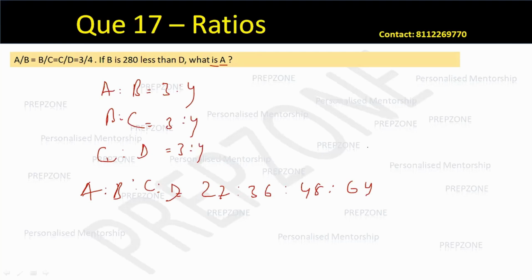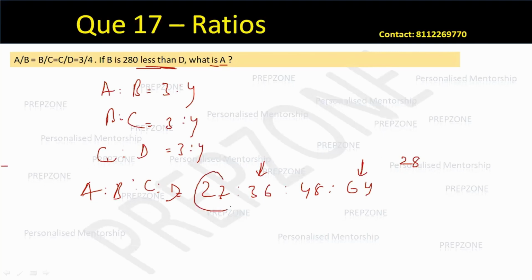Okay, sorry, my bad. यहाँ पे given क्या है? If B is 280 less than D, you don't even have to calculate it. B is 280 less than D. B is 36 units. D is 64 units. Difference कितना है? 28 units. 28 units means 280. So 27 is the value of A.